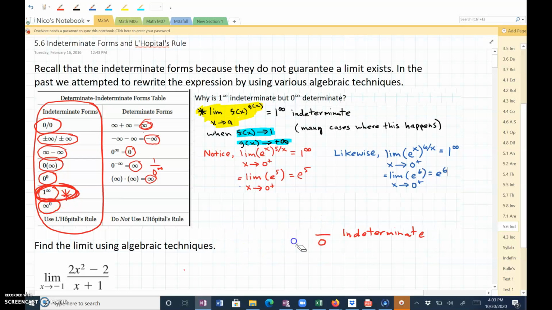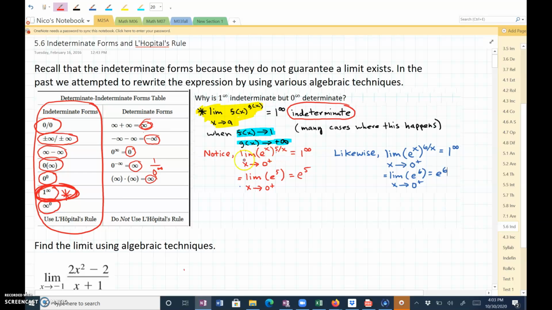Let's say we have some limit of f of x raised to another power, which is a function g of x, as x goes to some number a. So let's say in this scenario, when f of x goes to 1, g of x goes to positive infinity. So you get 1 to the infinity, which is indeterminate. We can't conclude what that is. We can't say, oh, that must be equal to 1. That's not always the case. I'm going to show you some examples here.